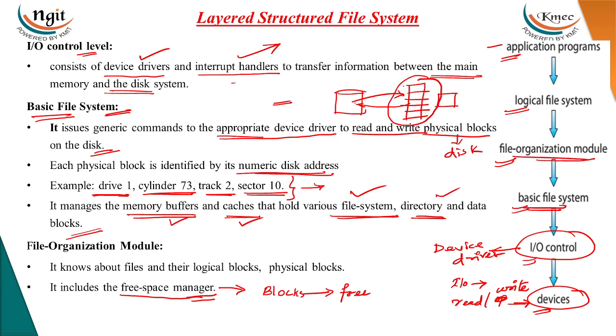If a process is adding extra information onto the disk, this new data will be stored on free blocks. The system will contact the free space manager and it will give the list of free blocks, which are not allocated to any process or program. Then the new data will be added to these free blocks. So the file organization module includes the free space manager.